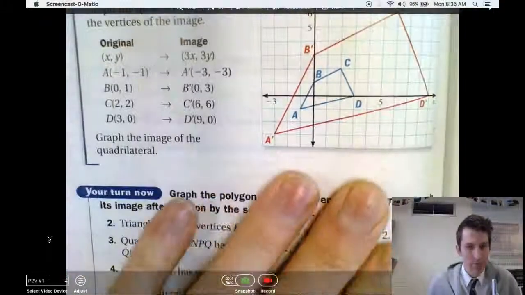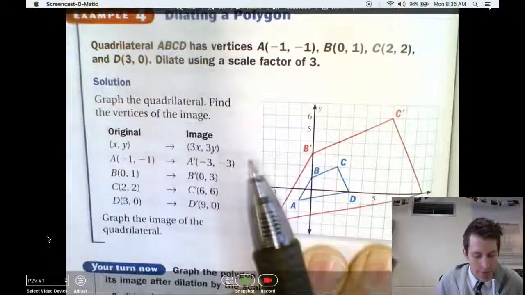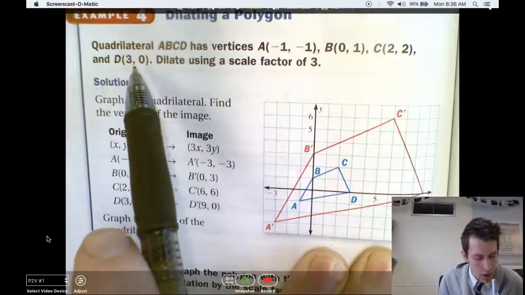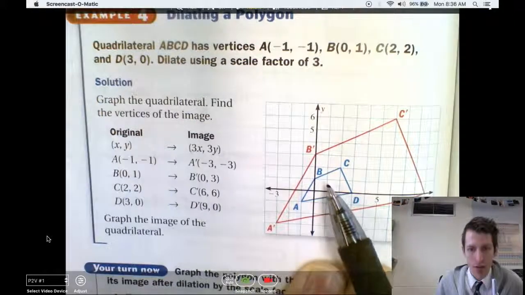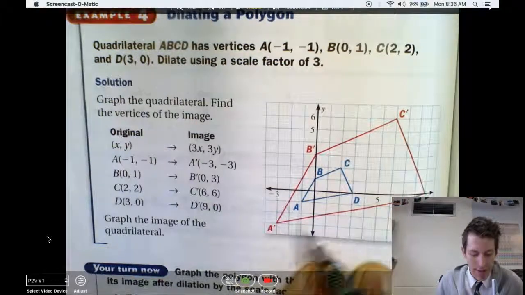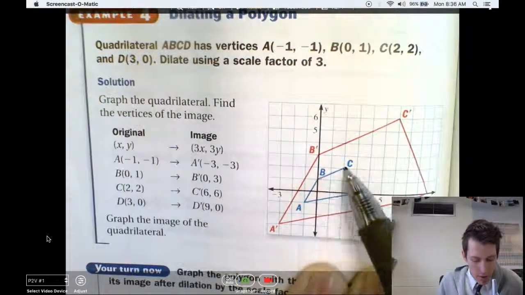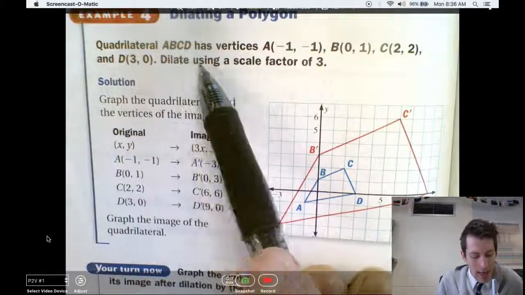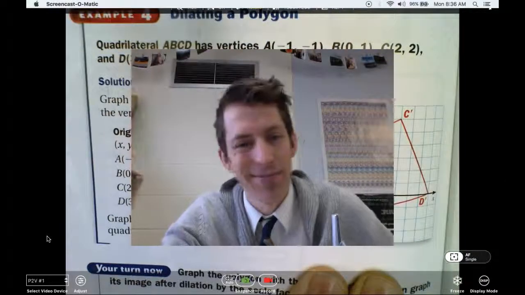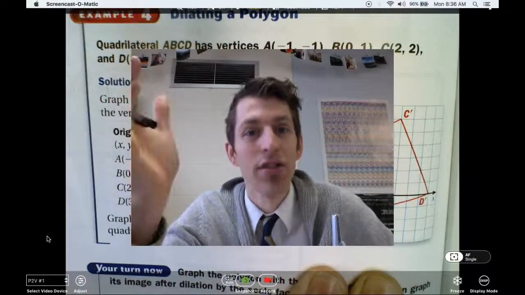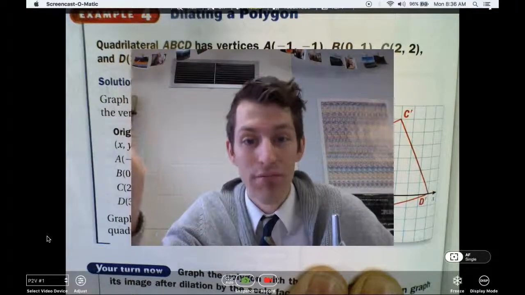So let's take a look at this. It's not so bad. Watch this. Quadrilateral ABCD has vertices, and so on. Blue is the pre-image. It's the original. Blue is the original. Red is the image. So this original has these vertices, -1, -1, etc. Dilate it using a scale factor of 3. Guys, this isn't rocket science. Using the scale factor of 3 just means multiply every coordinate by 3. That's it.